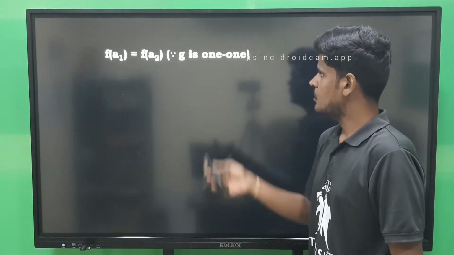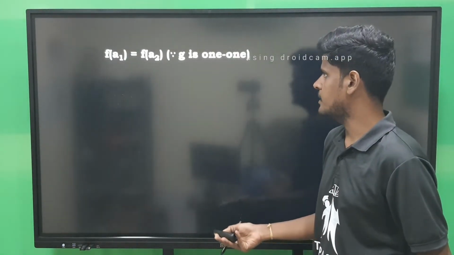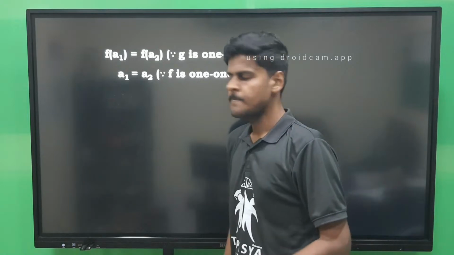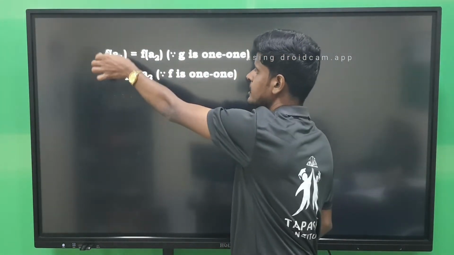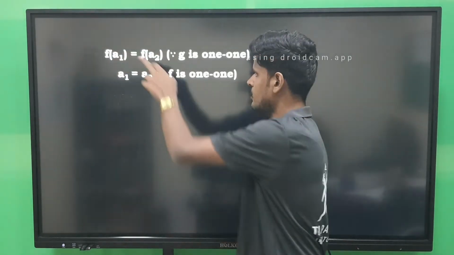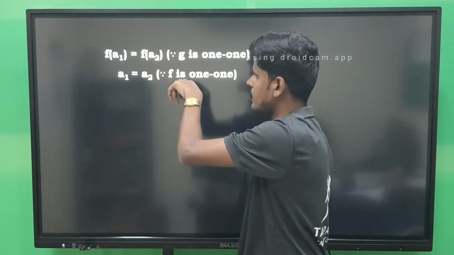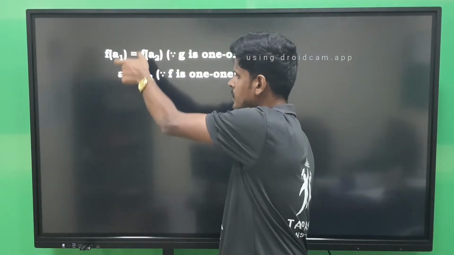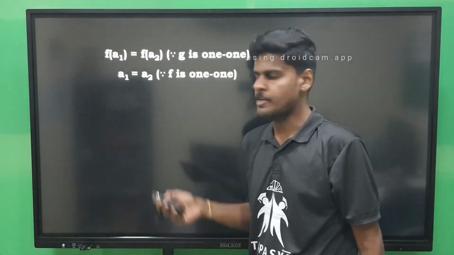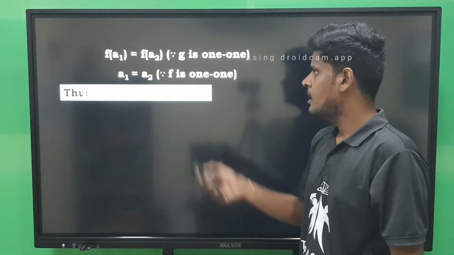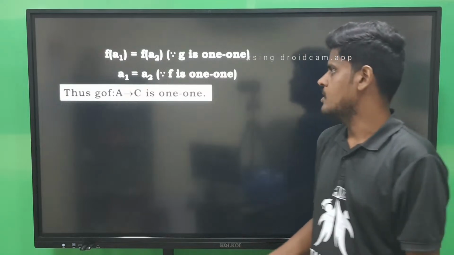That is, g is a 1 to 1 function since g is 1 to 1 as it is bijective. That is given in the question. And f is also 1 to 1 as f is also bijective. Therefore, what can we say? a1 equal to a2, as f of a1 is an output value from set B, and similarly f of a2 is also an output in set B. So the input should also be the same. That is a1 equal to a2 since f is also a 1 to 1 function. Which means g of f, a function from set A to set C, is 1 to 1.